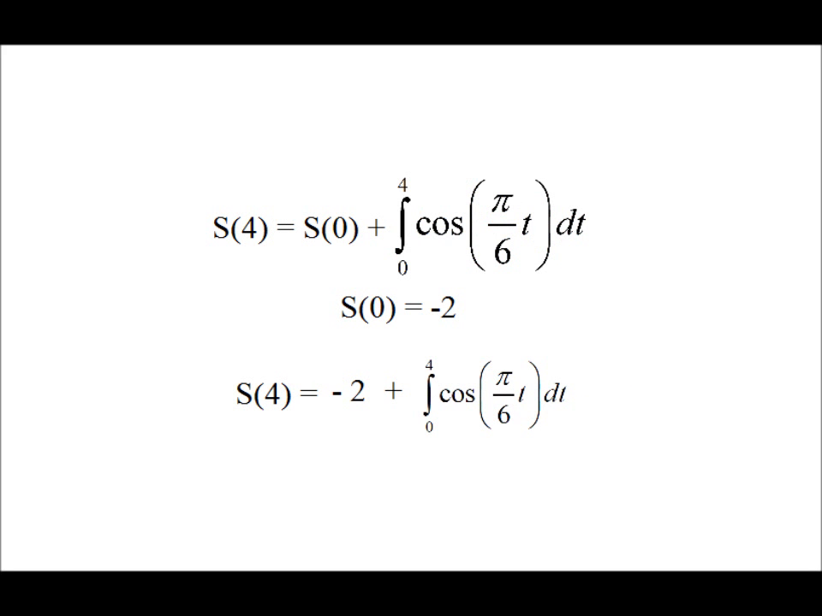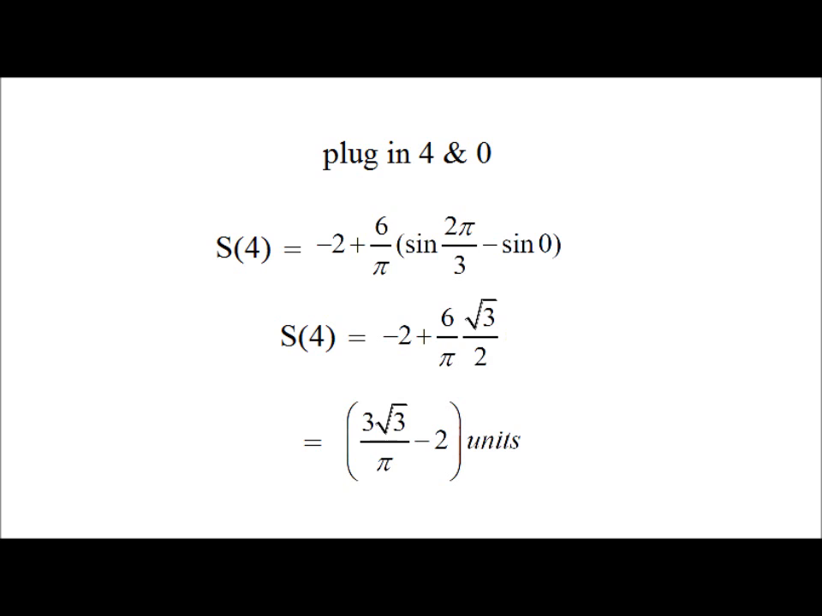So, s of 4 is equal to negative 2 plus the integral from 0 to 4 of cosine of pi over 6t dt. When we take the antiderivative, s of 4 is equal to negative 2 plus 6 over pi times sine of pi over 6 times t, which is equal to negative 2 plus 6 over pi times sine of 2/3 pi minus sine of 0. When we plug in 4 and 0 into the antiderivative, this is equal to negative 2 plus 6 times the square root of 3 over 2 pi, which simplifies to 3 times the square root of 3 over pi minus 2 units.